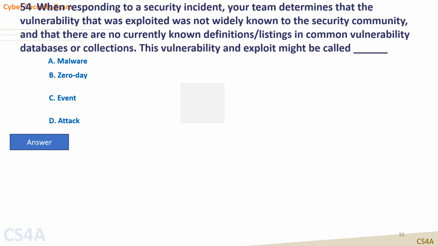So here the question is, when responding to security incidents, your team determines that the vulnerability that was exploited was not widely known to the security community and that there were no currently known definitions listed in common vulnerability databases or collections. So this vulnerability exploit might be a, the keyword here is unknown vulnerability. So definitely the answer is B, zero day.